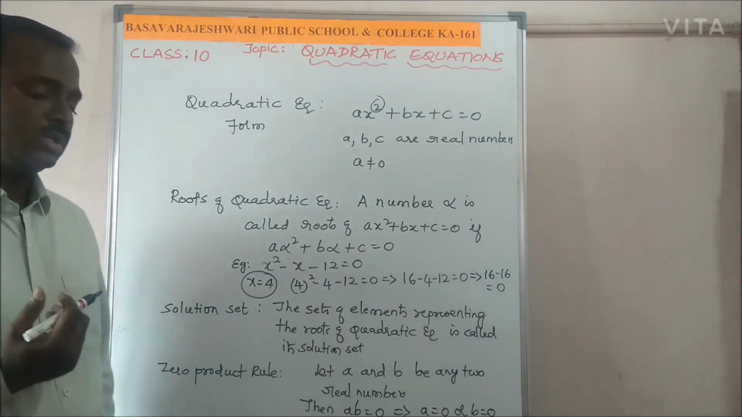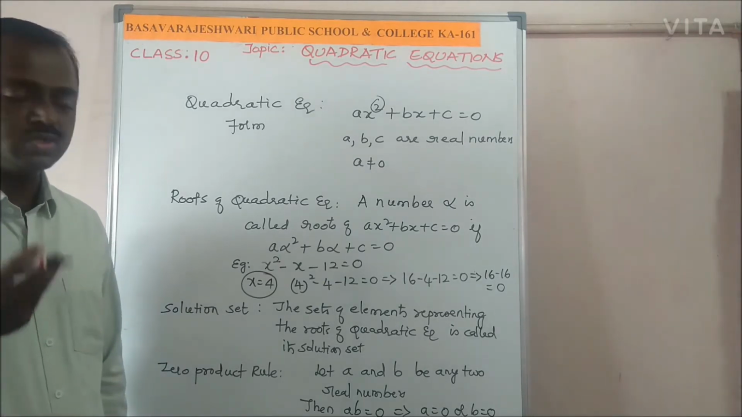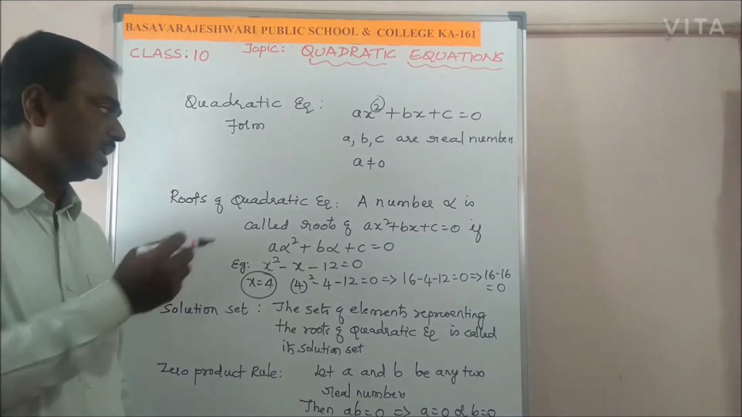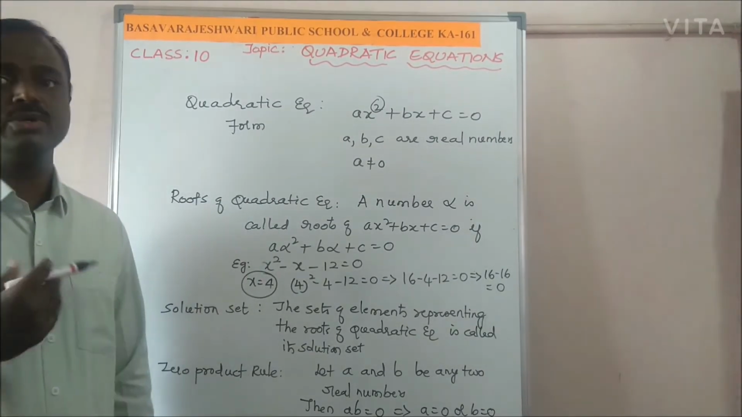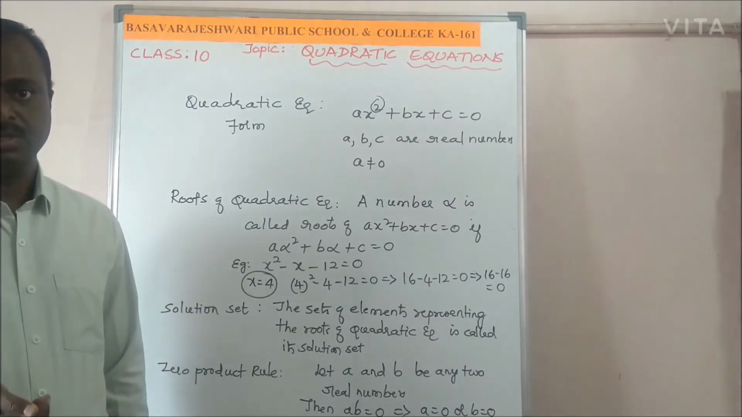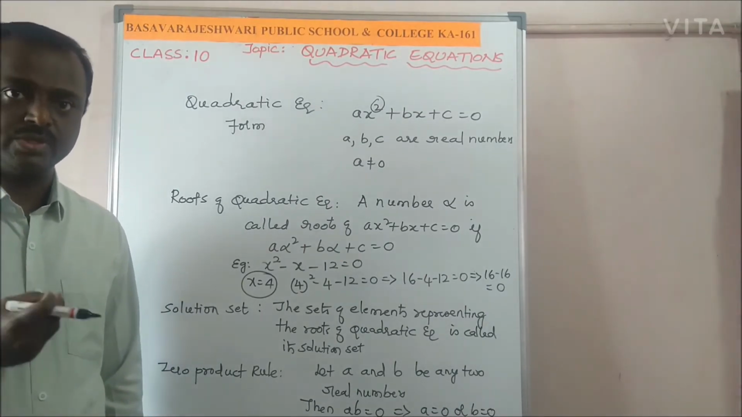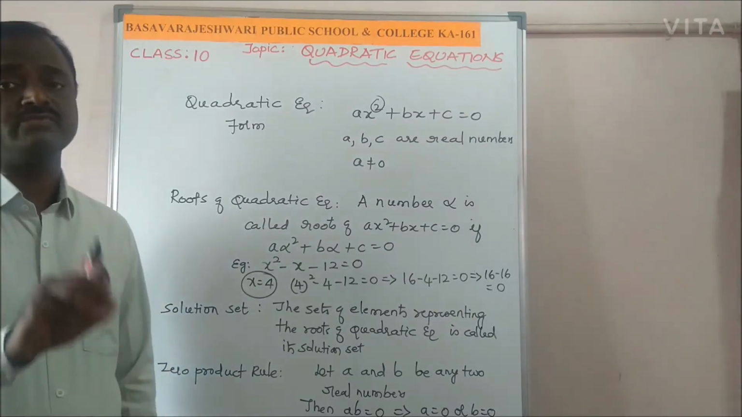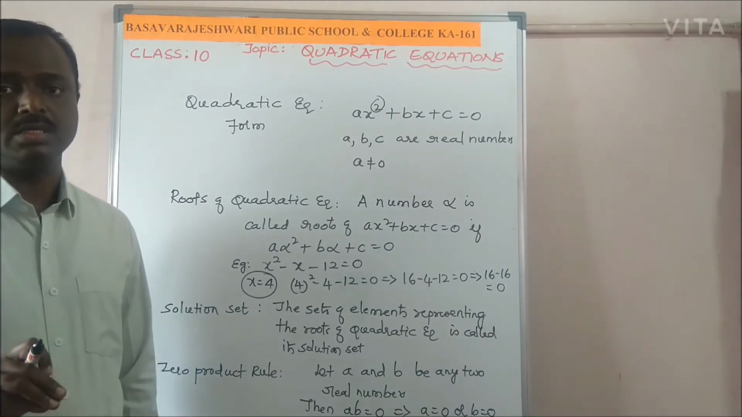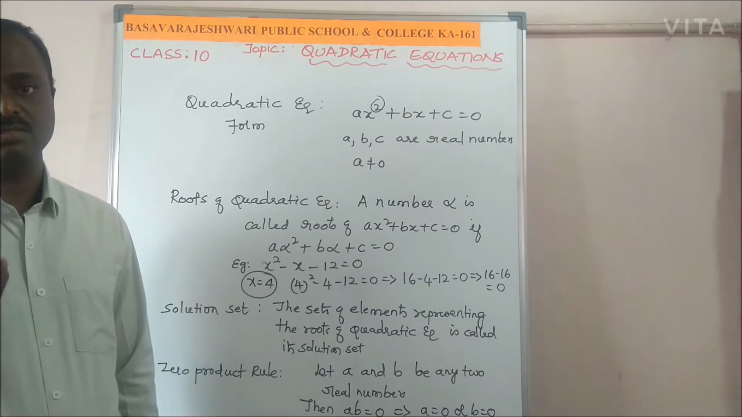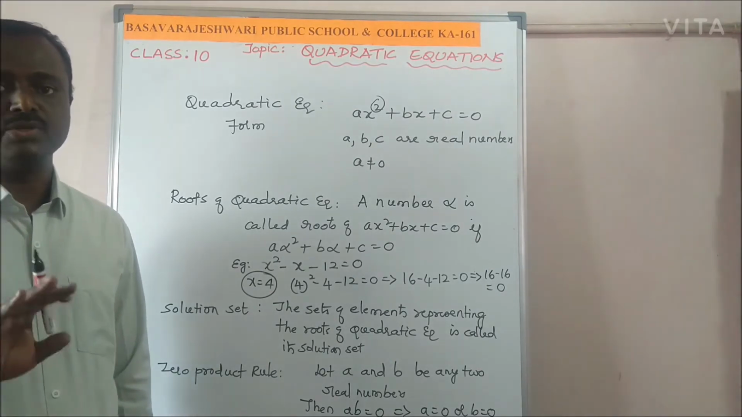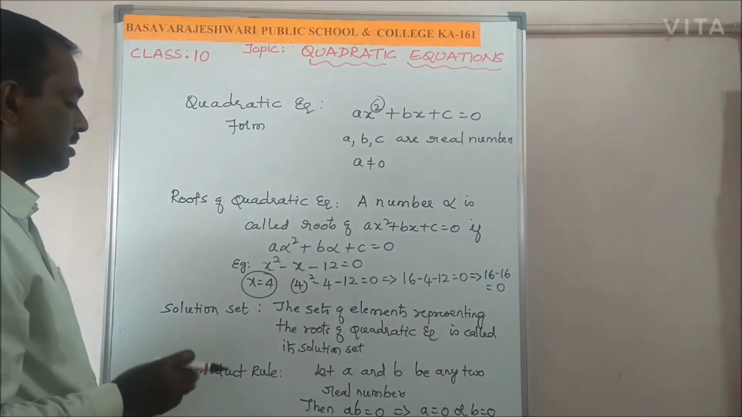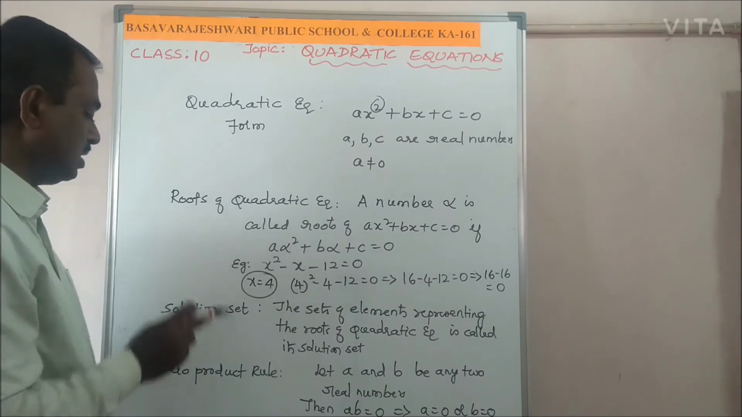What is the solution set? The set of elements representing the roots of a quadratic equation. Sometimes we may get 2 results because the power of the quadratic equation is 2. One is plus and one is minus. So the set of elements representing the roots of the quadratic equation is called the solution set. It may be positive or it may be negative.